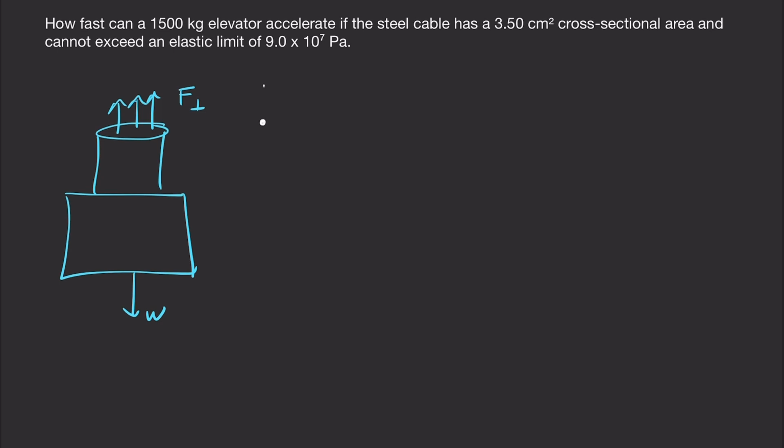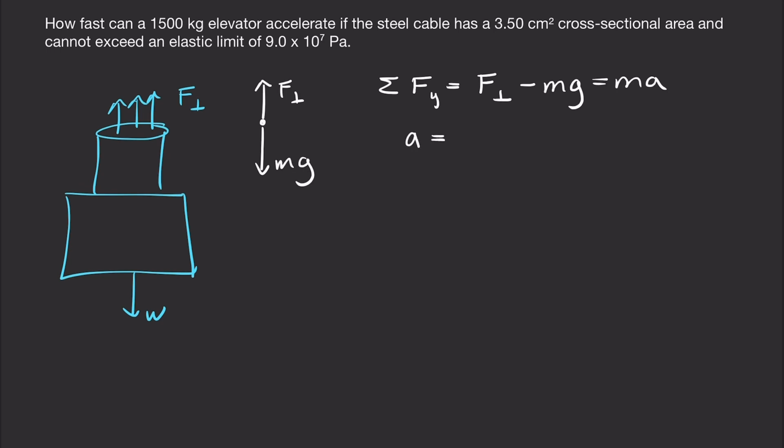So if you do a free body diagram, this tension or this force in the cable is going to be equal to the weight of the elevator. Okay, so if you sum up the forces in the y direction, you get this perpendicular force minus the weight of the elevator is equal to mass times acceleration using Newton's second law. And so if we solve for acceleration, we divide by m and get the force divided by the mass. And then our masses will cancel here, so we just get minus g.